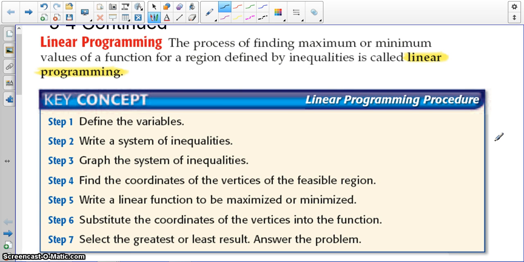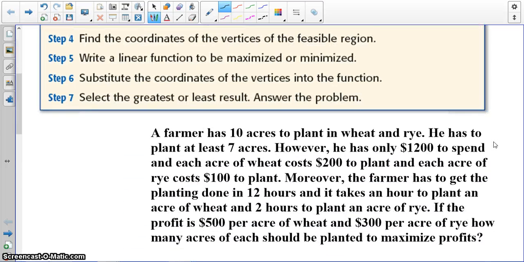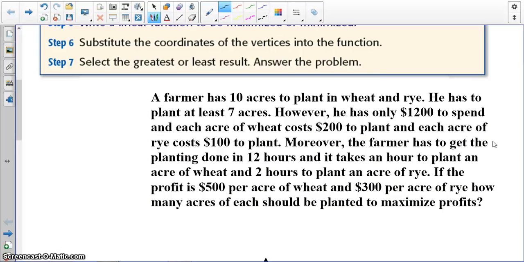So define the variable. Let's scroll down slowly. Step 1 is to define the variable. So here's our little word problem. Pause it and read it; I'm not going to read it to you, that's ridiculous. The things that you're trying to figure out are how many acres of wheat, how many acres of rye, 2 different crops, right?